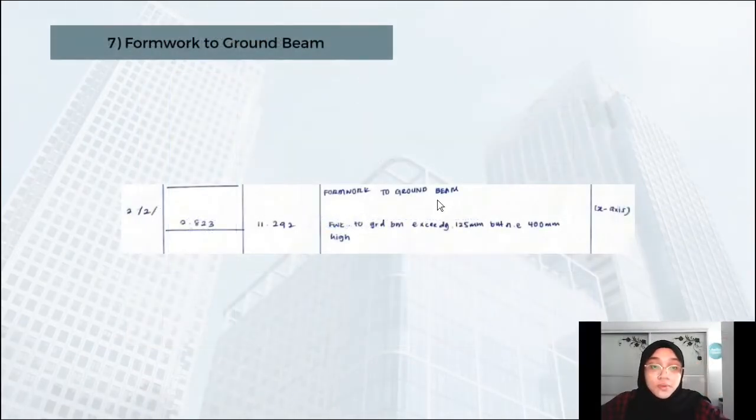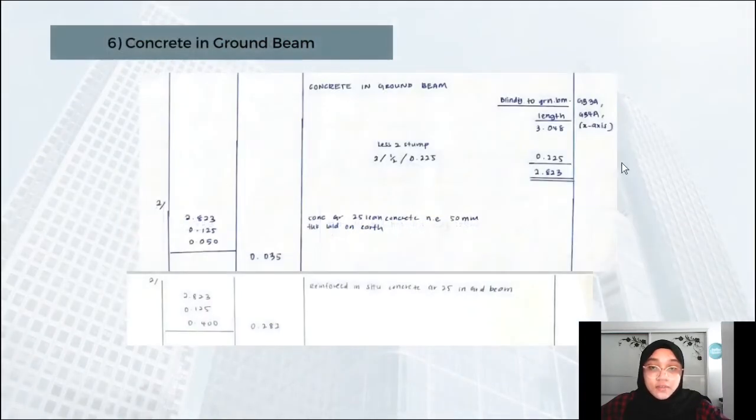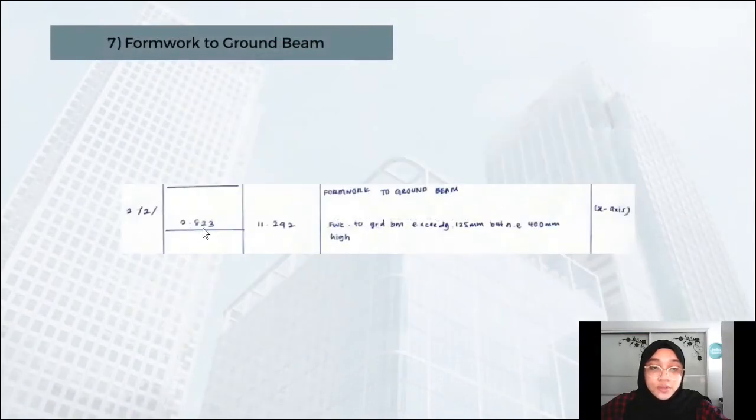So for formwork to ground beam, we have to take 2 because 2 beams, and then another 2 is the left and right side, so we have to count the length from this one, 2.823, and then we got this one. So this one is formwork to ground beam exceeding 125 mm, which is the width of the beam, but not exceeding 400 mm height, so this one is the height.